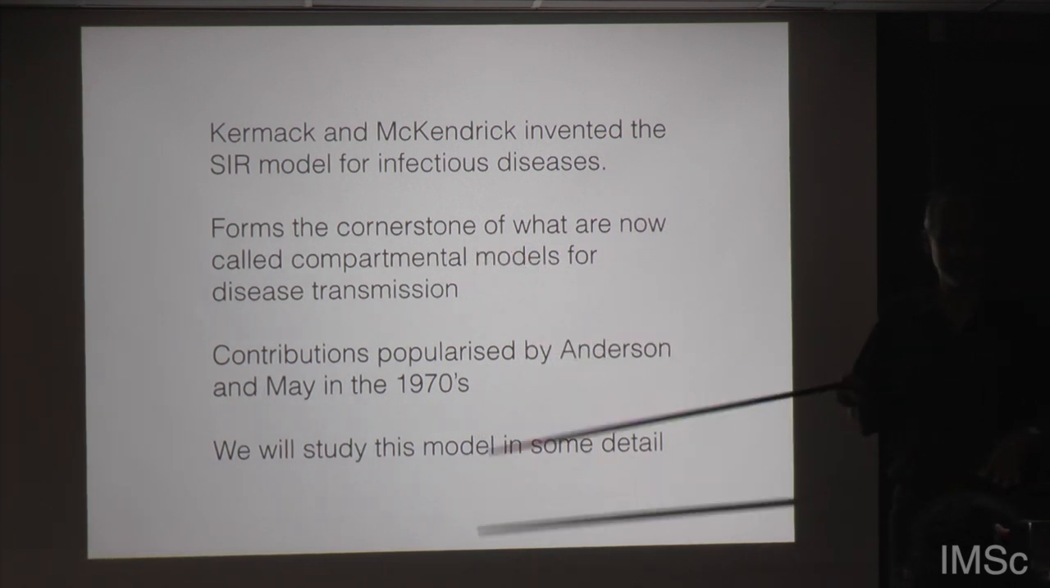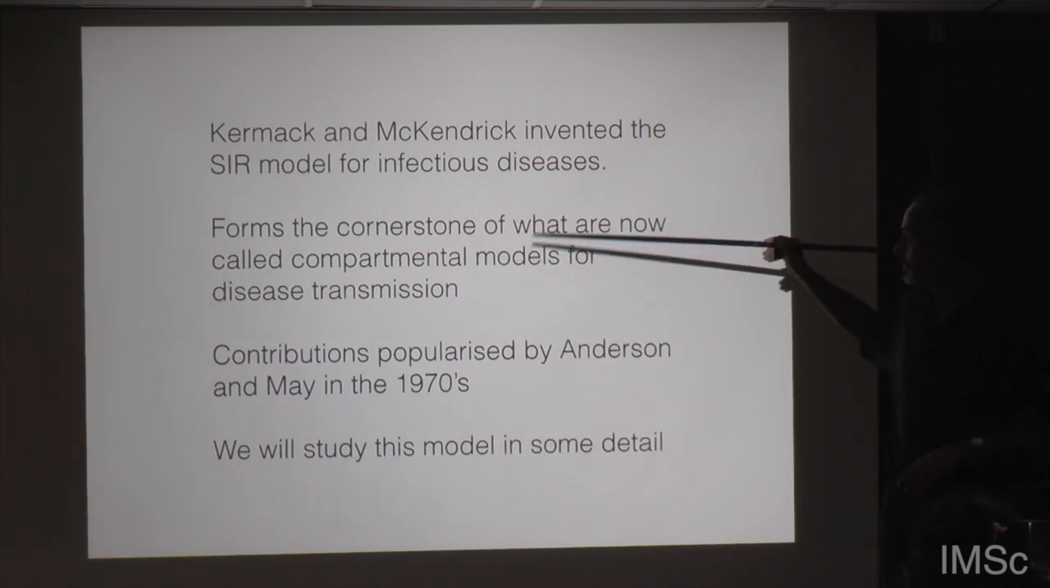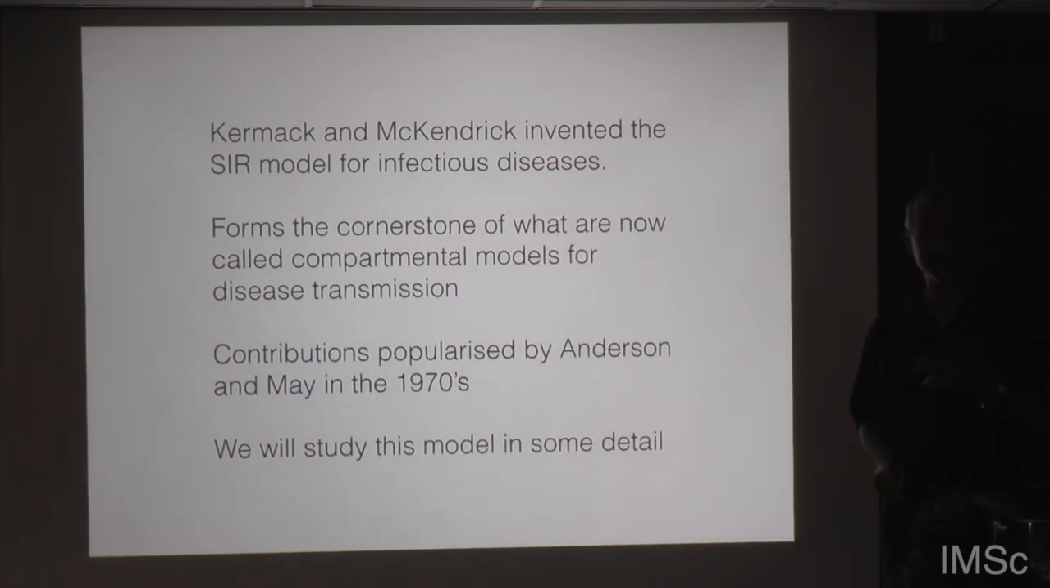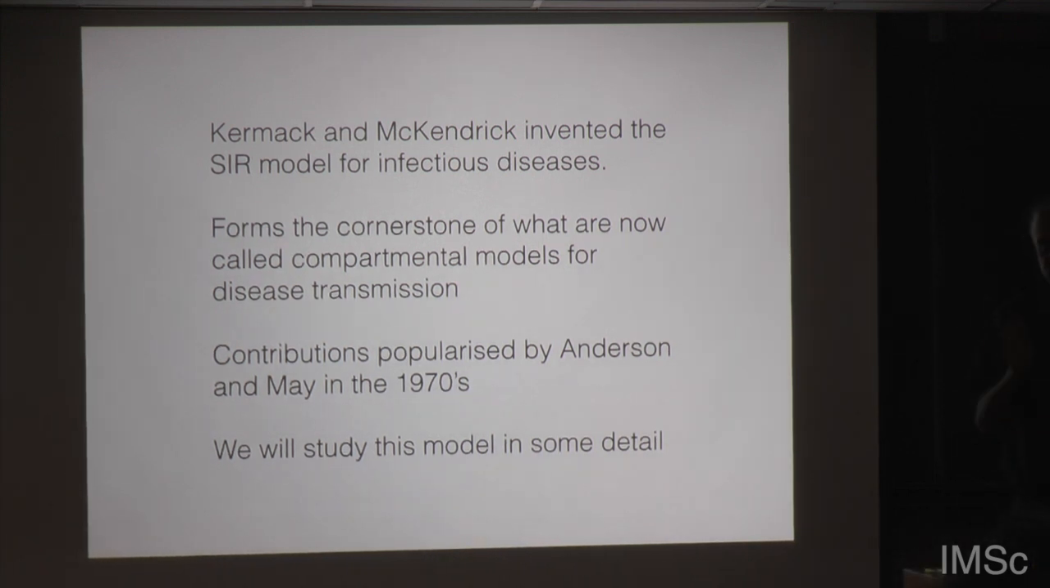So as I said, Kermack and McKendrick invented the SIR model for diseases, and that's a model that we'll study in the next couple of lectures. This is really the cornerstone of what are now called compartmental models for disease transmission, how people get disease. And as I said, these people wrote this model down in the 1920s and 1930s, I think the late 20s, early 30s. And then everybody forgot about it for many years.